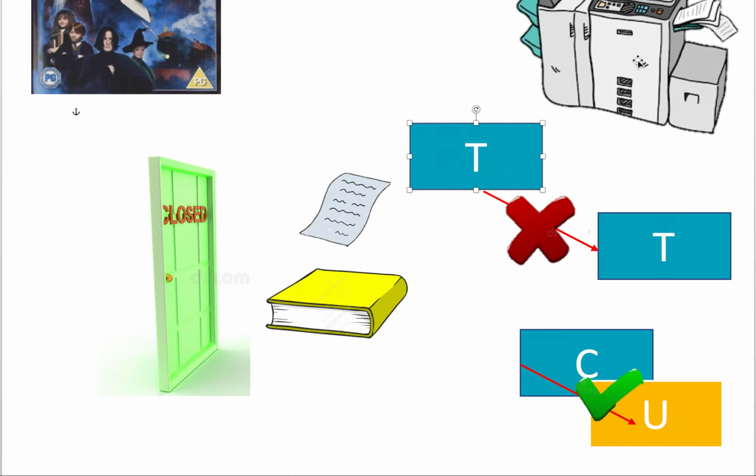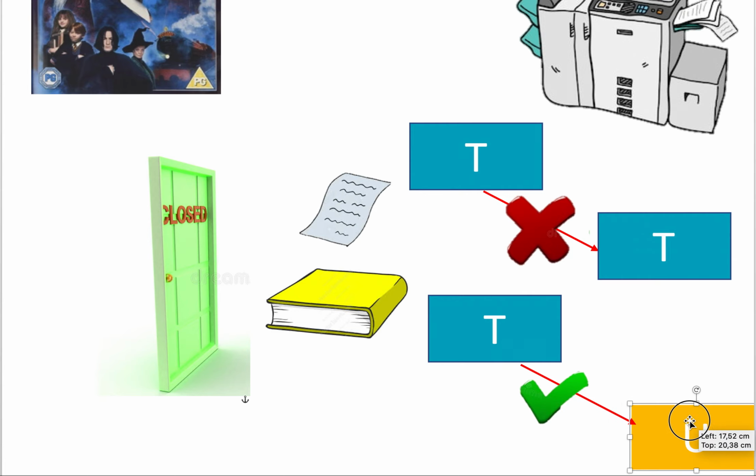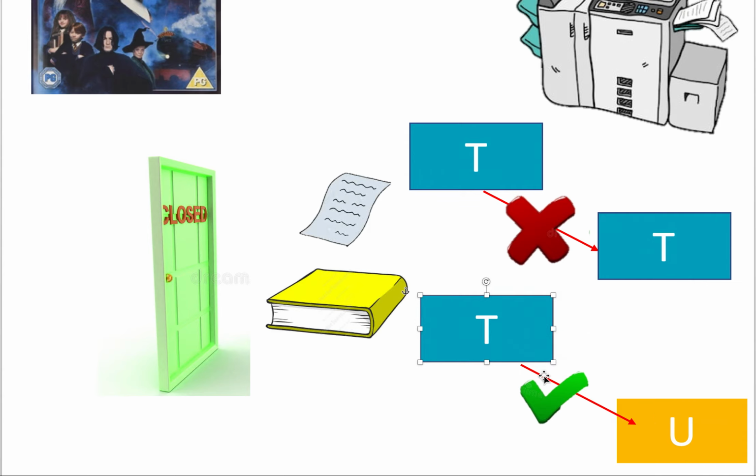It's as if there's like a mistake with the photocopier. Every time there's a T, it somehow puts another letter, okay? So instead of a T to a T, what happens actually is the T is made a U instead. So every time a T is supposed to be there, a U is there instead, okay?